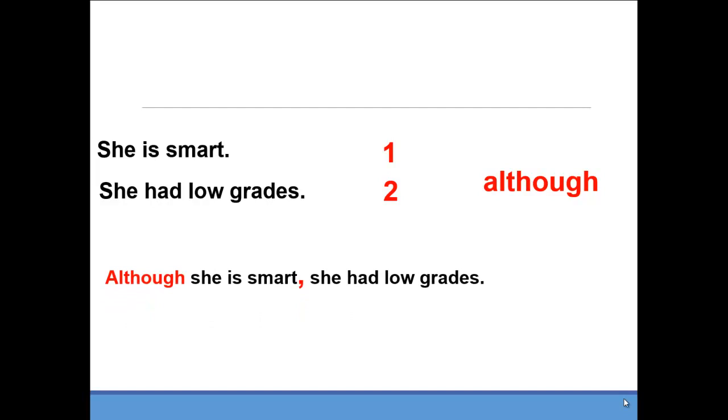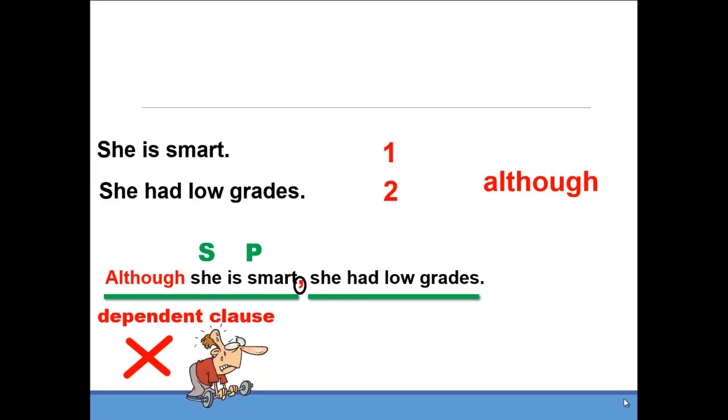Did the conjunction start the sentence? Yes, it starts the sentence. That's why we need a comma at the end of the first sentence. Great. Now, let's check the first part. Although she's smart. Can this part of the sentence be used alone? Although she's smart. What happened? We don't know. So, can we use it alone? No, we can't use it alone. It needs the other part of the sentence to tell complete information and to make sense.